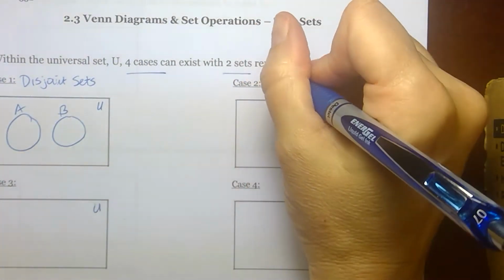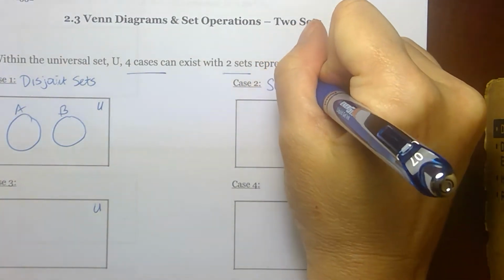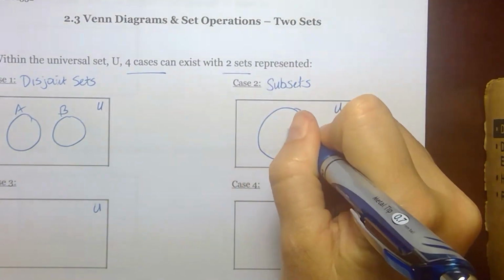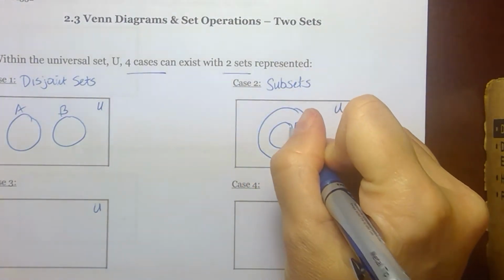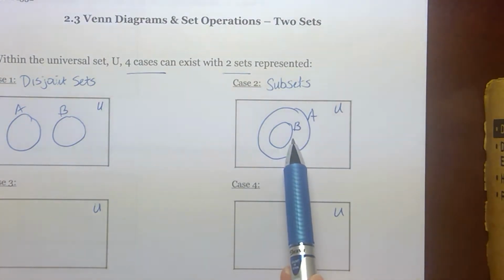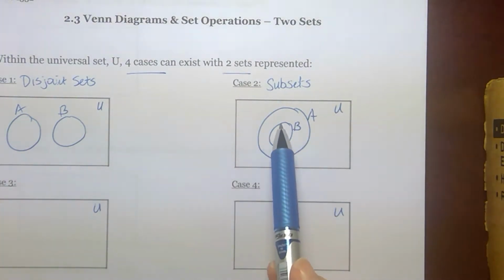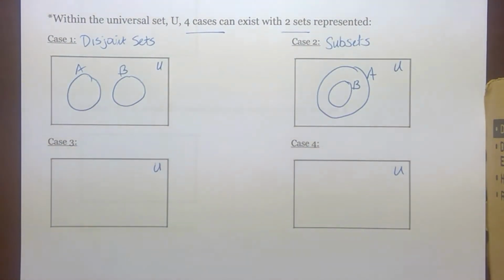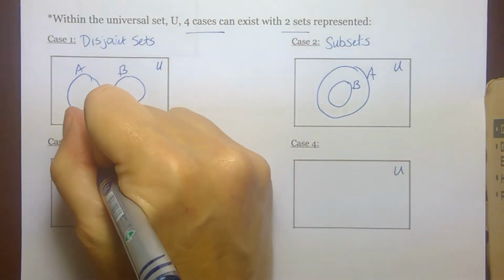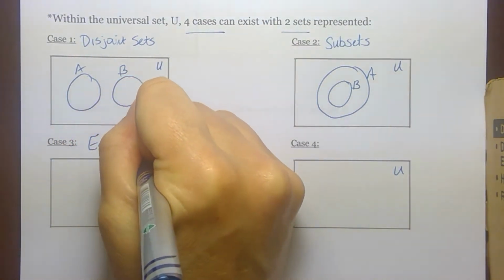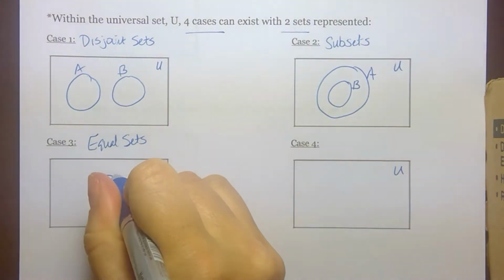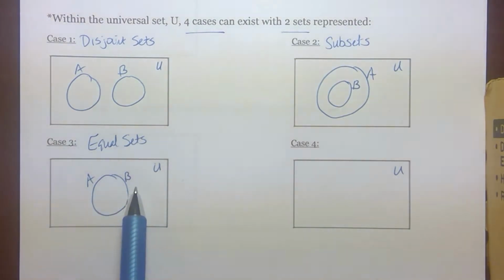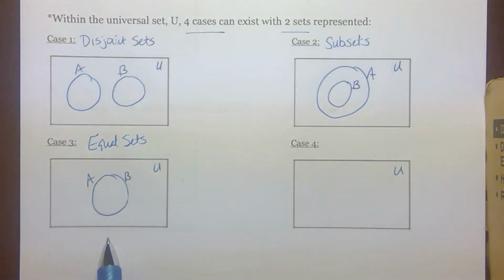Case 2 would be the situation that exists when you have a subset. So you have a subset relationship. For example, with this drawing, I would say that B is a subset of A because all of loop B is contained within loop A. Case 3, we would say are equal sets. If we have equal sets, they share all of the same elements. So even though I have 2 different sets, I really only need 1 loop to represent them.